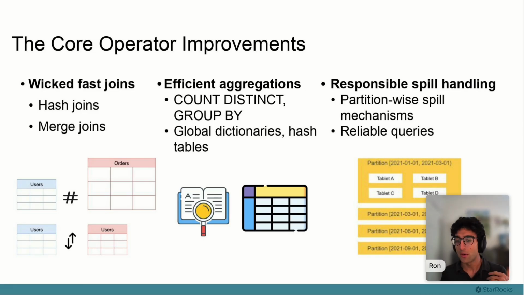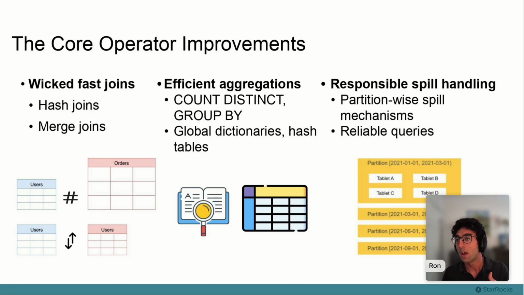So things like hash joins and merge joins are able to handle complex multi-table queries better, with less memory overhead and better parallelization, without any manual intervention from a user at the query level. We also made it so that our aggregations are now using less CPU. The aggregate operators we're all really familiar with, like count, distinct, and group by, are now using more optimized global dictionaries and more optimized hash tables.